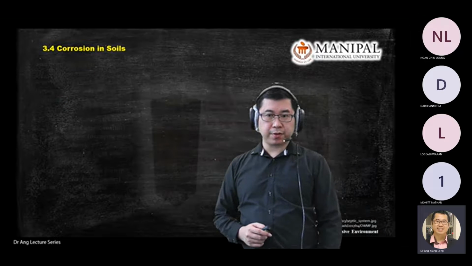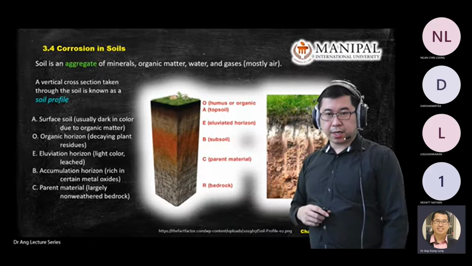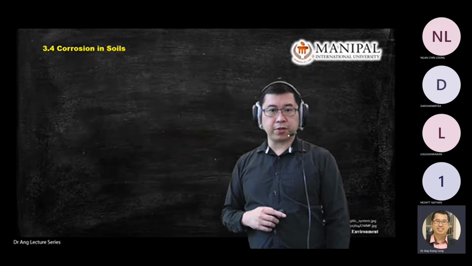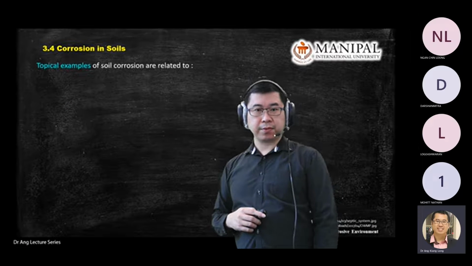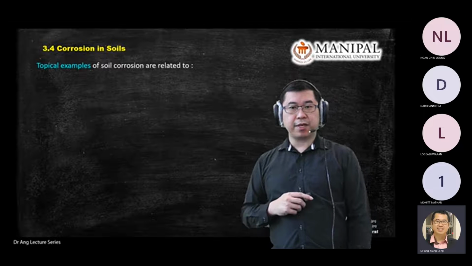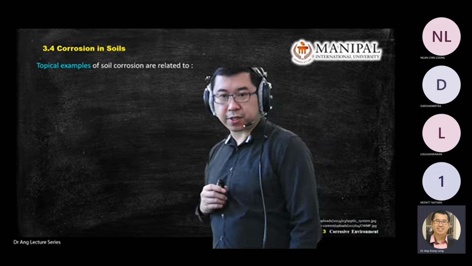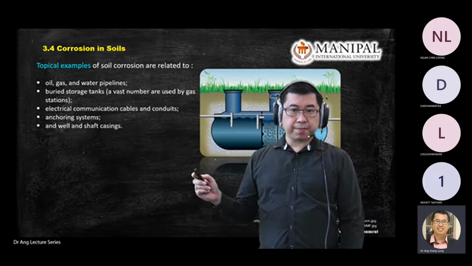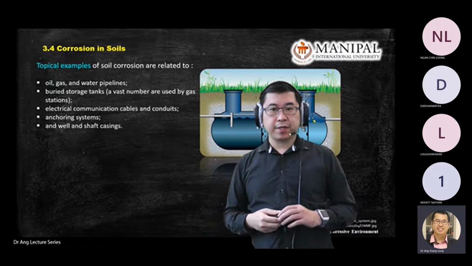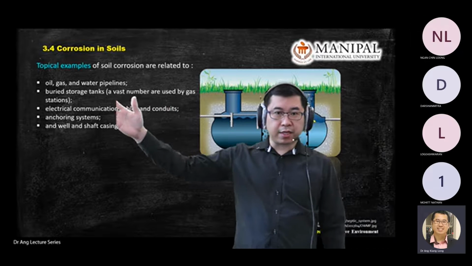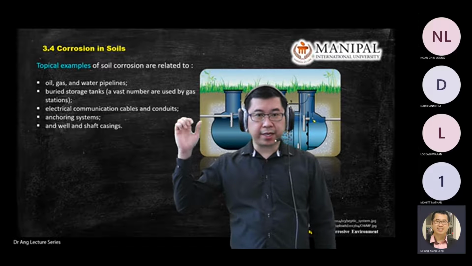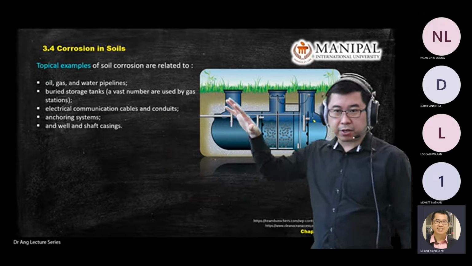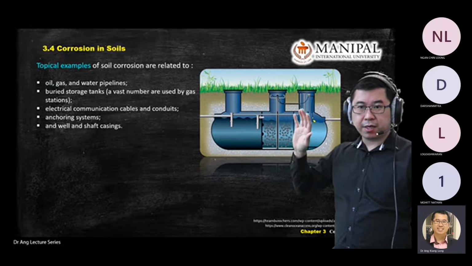Okay, let's move on. This one is available in your handouts, right? Let's move on to corrosion in soil. In a tropical region, for example Malaysia, these are all examples of where soil corrosion happens. Soil corrosion happens in oil, gas, and water pipelines, gas stations, especially the storage that you bury underground, something like this, right?